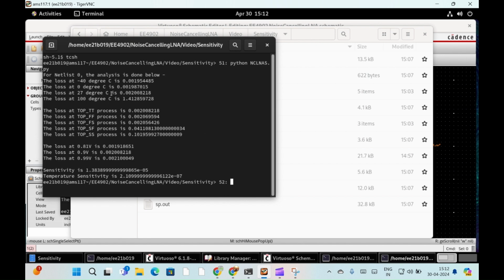As you can see, the temperature analysis is shown at the top, then the process analysis is shown next, then the voltage supply analysis is shown next, then the sensitivity is shown. Sensitivity is the change in the loss when the component parameters are perturbed by 1% to the right, and temperature sensitivity is the change in the loss once the temperature is perturbed 1% to the higher end.